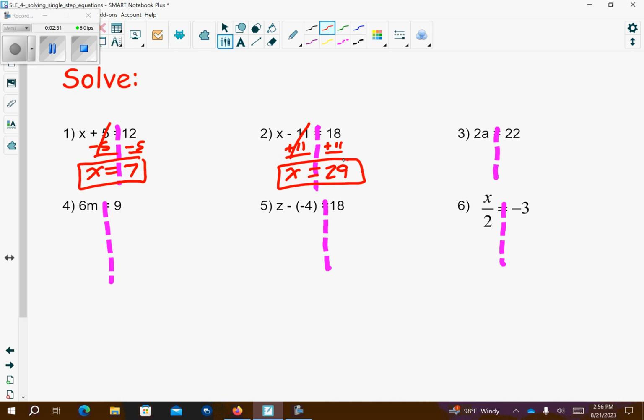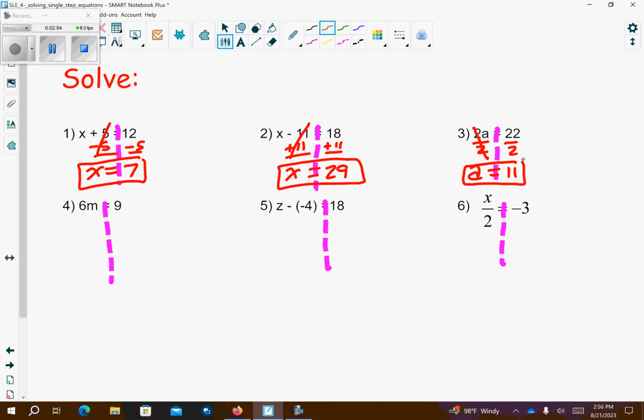So that's the first one: opposite of addition would be subtraction, opposite of subtraction would be addition. Now we have 2a is equal to 22. So 2 and a are being multiplied together. So to undo multiplication, we have to do division. So I'm going to divide both sides by 2. Those cancel out. So I'm going to get a equals 22 over 2 is equal to 11. Just use a calculator. Go 22 divided by 2.